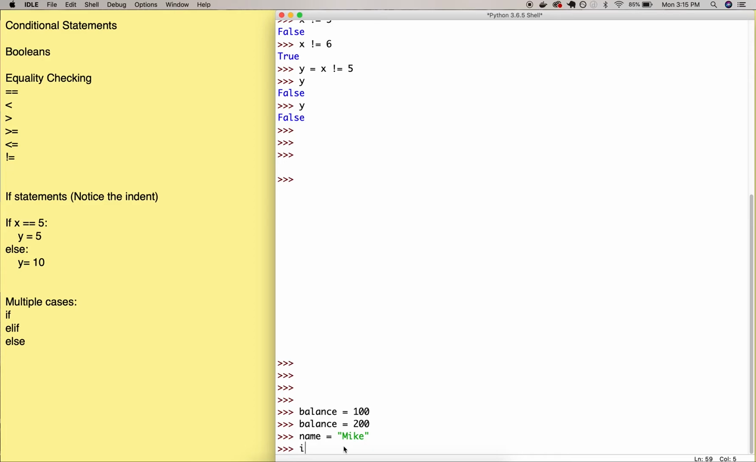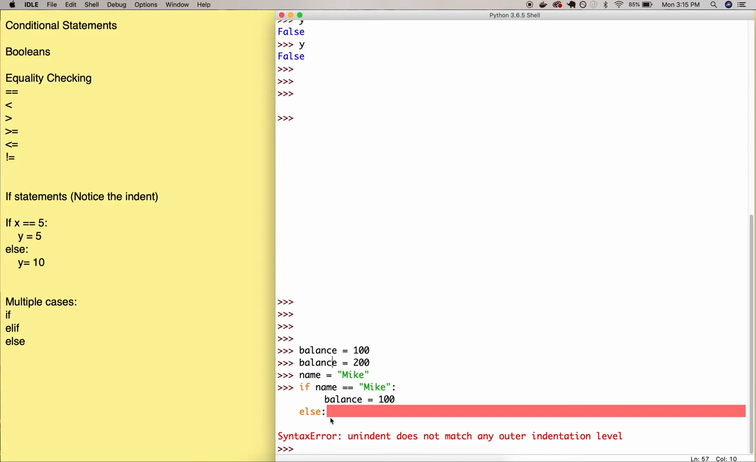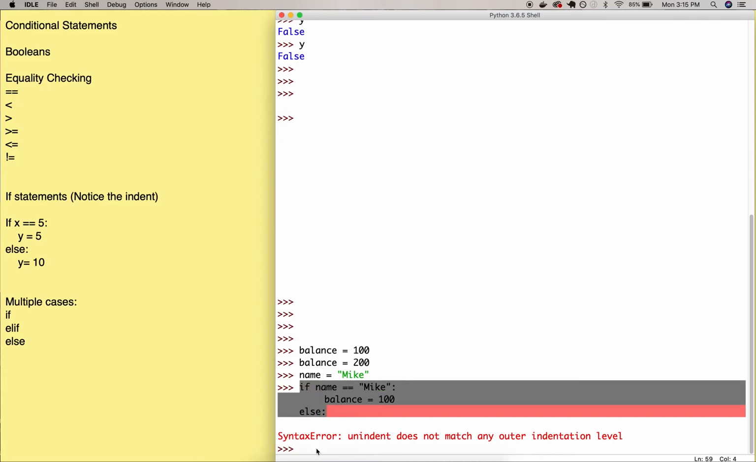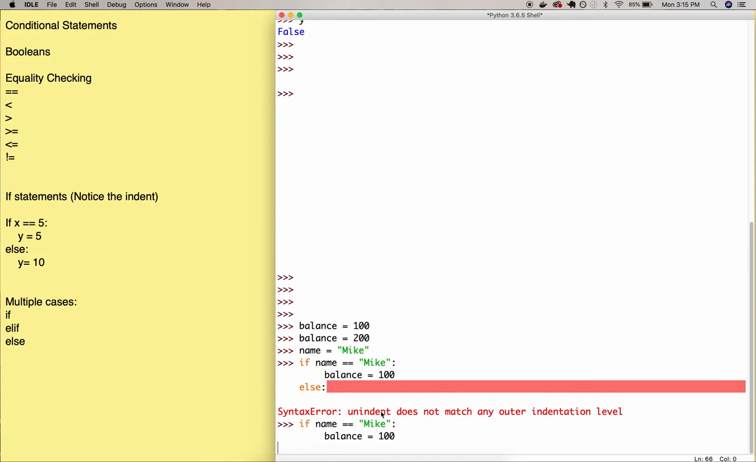All right, so say we can use an if statement. So if name is equal to Mike, and by the way, this double equals not only applies to numbers, it applies to strings, right? We're checking for equality in strings. So if the name is equal to Mike, well then I want balance to equal 100, right? I want to say balance is equal to 100. If it's not, then I'm going to say I want balance being equal to, sorry about that. Here, I'll explain exactly what I mean in a couple seconds. Else, I want balance being equal to 200.